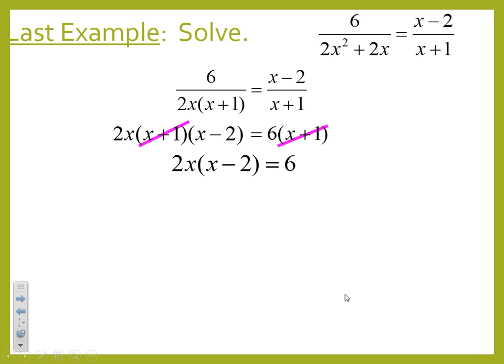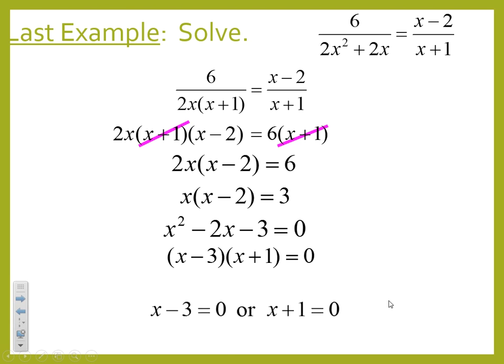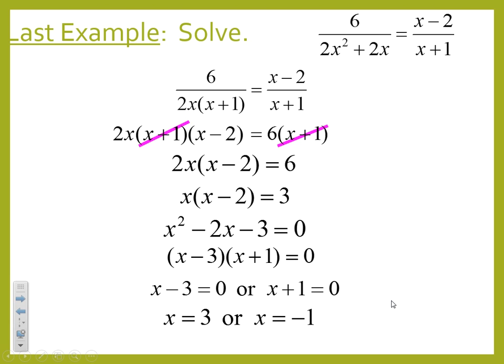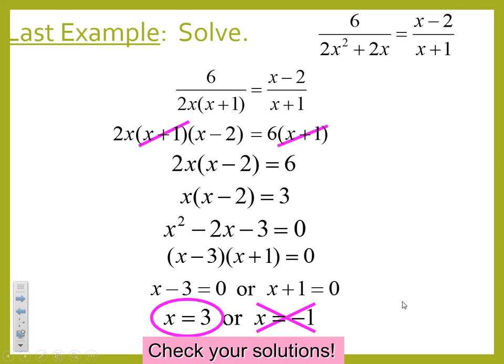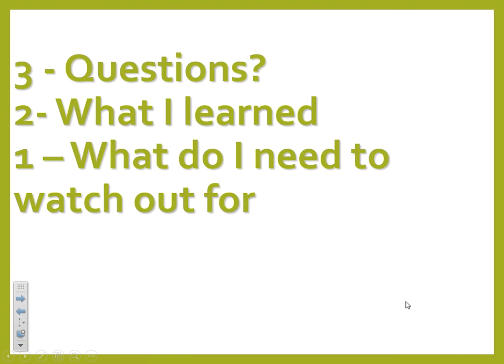Now, why did we cancel out the x plus 1? Because x plus 1 is on both sides of the equal sign, so we can cancel out the x plus 1. Now we divided everything by 2, and now we use distributive property and then move 3 to the other side, and we're going to factor. And now we're going to check our solutions. X equals -1 does not work, and x equals 3 is our only solution.